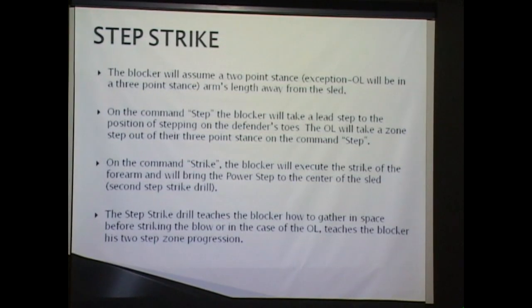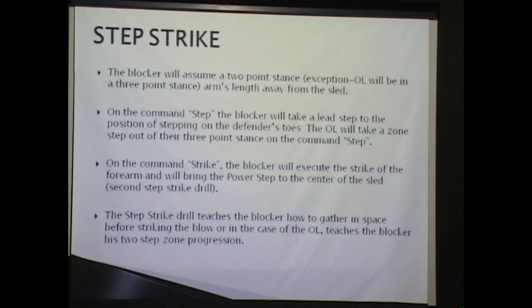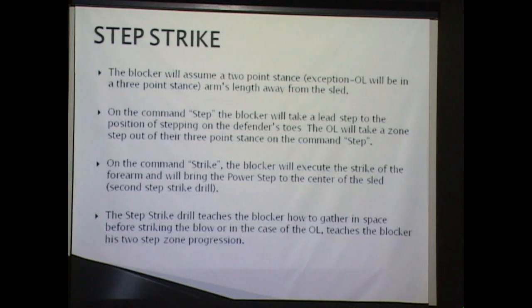So our receivers learn this hip progression, our running backs, everybody. We even make our quarterbacks do it, okay? So in case they ever have to block. Everybody learns our hip progression. So the skill is in the 2-point, the O-line's in the 3. On the command step, the skill will take a lead step or a rollover step to a position of stepping on the defender's toes. The offensive line will take a zone step out of their 3-point stance on the command of step.